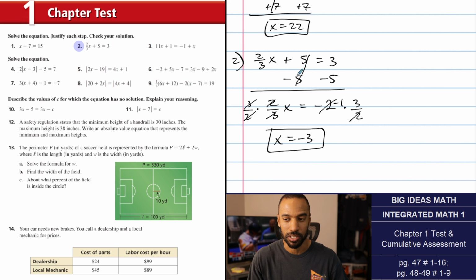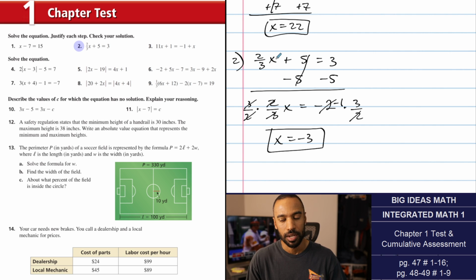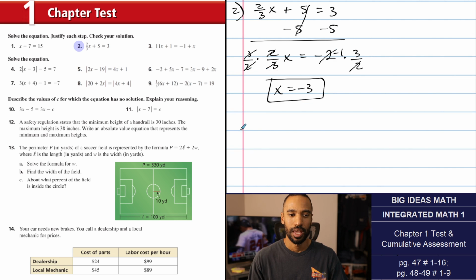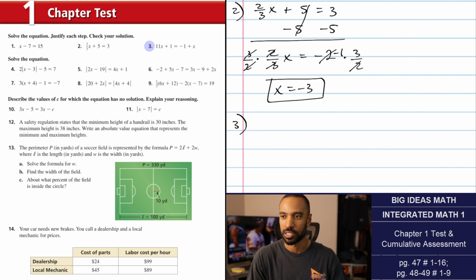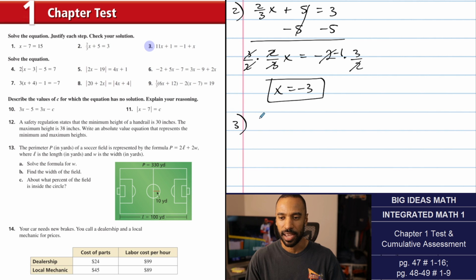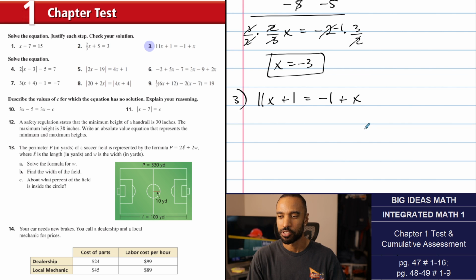We're going to have to deal with fractions every so often. Now, if you double check that, 2/3 of -3 is -2. -2 plus 5 is 5 minus 2, which is 3. So that works. Number 3, we have variables on both sides of the equation. We have 11x plus 1 here and -1 plus x on the other side. I'd like to get x's on one side of the equation. I want all my x's to live in the left side of the problem.